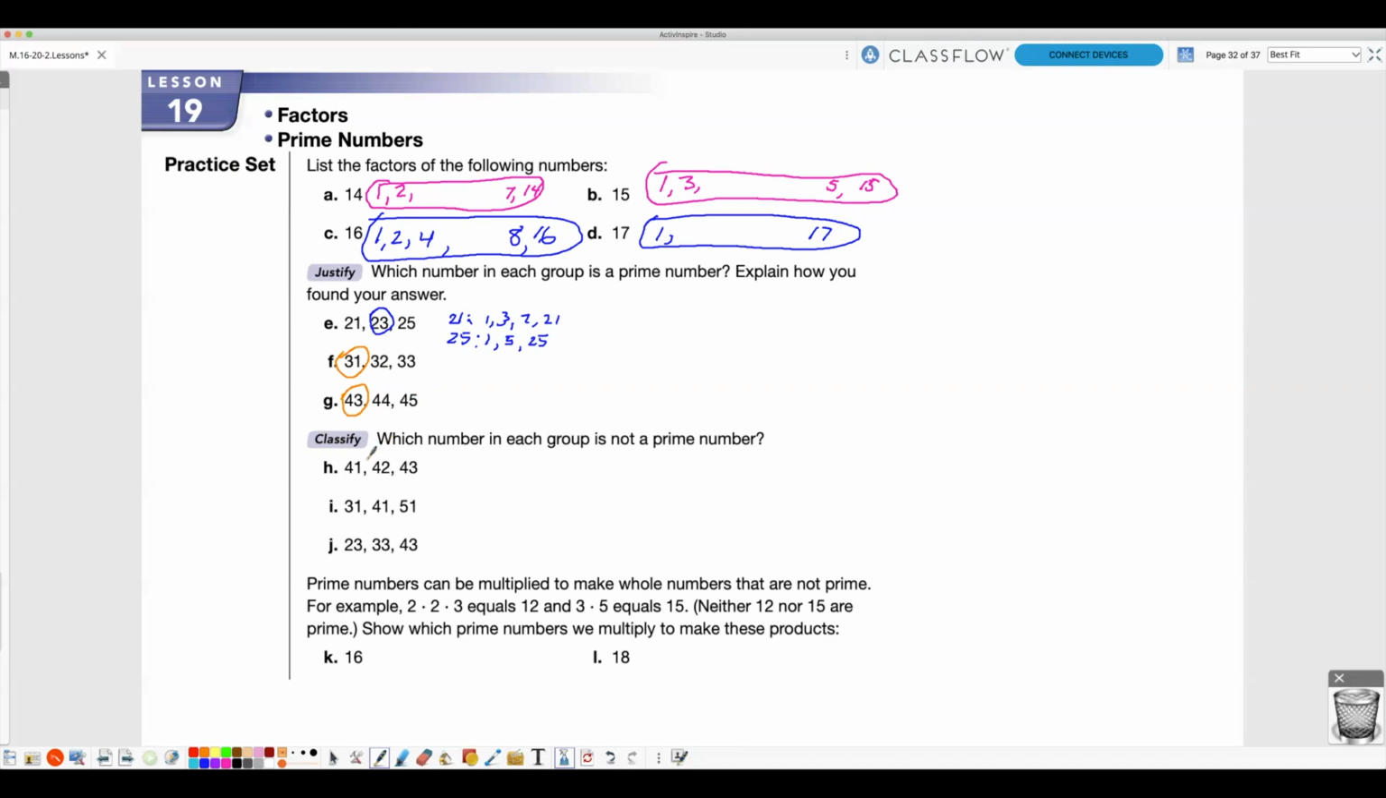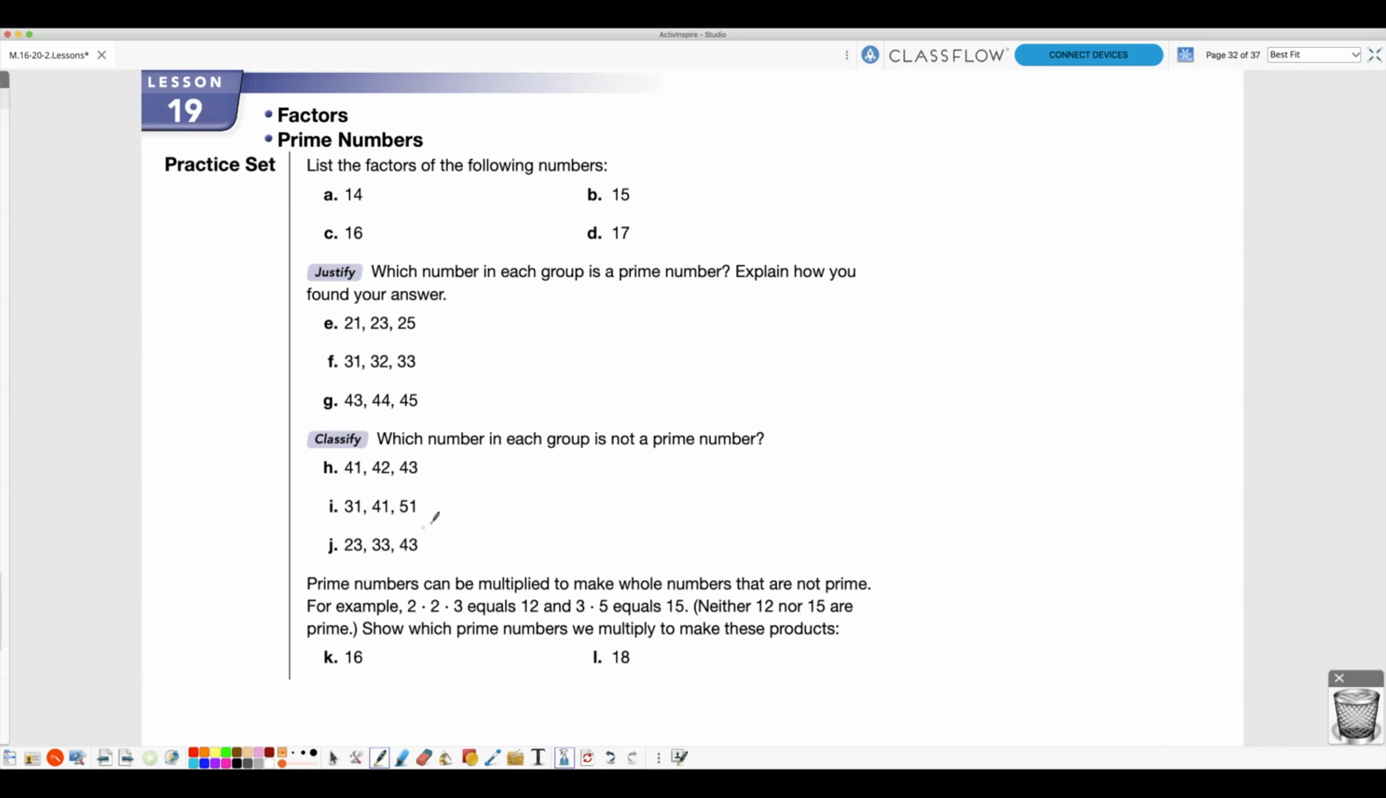Letter H, which number in each group is not a prime number? So we're looking for the one that is not. So letter H, go ahead and do that. Hopefully this jumped right out at you. 42 is not a prime number because it ends with a 2. If it ends in a 2, it means it's divisible by 2. 42 divided by 2 would actually end up being 21. 2 times 21 makes 42. So you can see 42 is not a prime number. It's a composite number. 41 is only divisible by 1 and 41, and 43 is only divisible by 1 and 43.